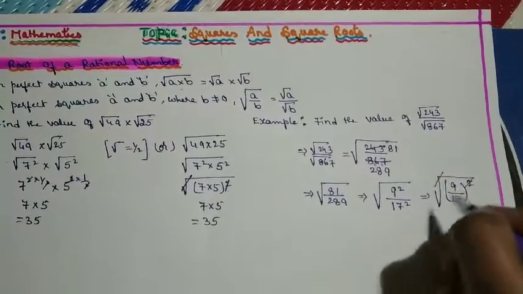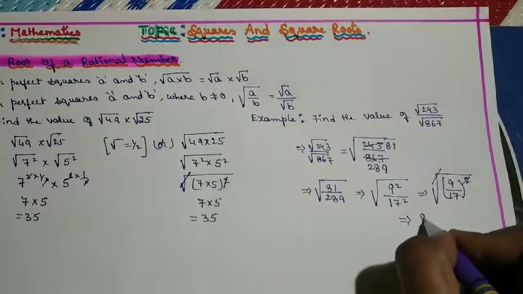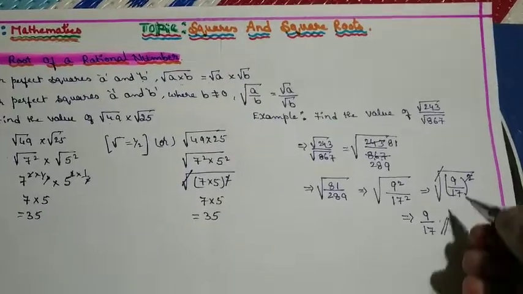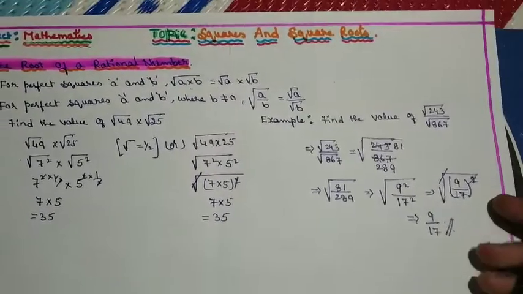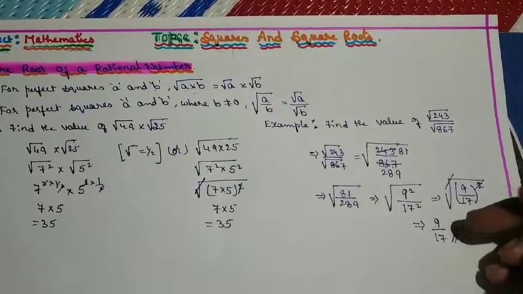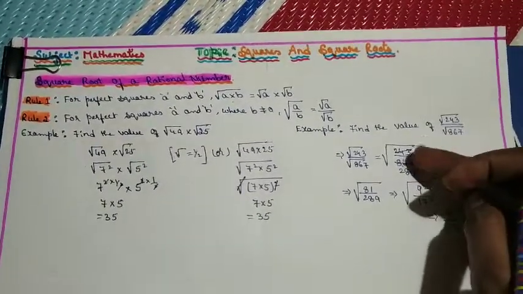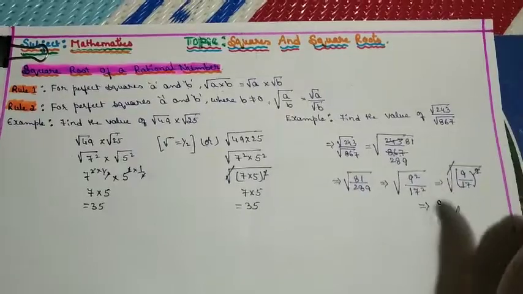Square and square root get cancelled, then the answer is 9 by 17. You can see this is the rational number which is converted into lowest form. So it is the value, children. So this is how we need to solve when a and b are not perfect squares.